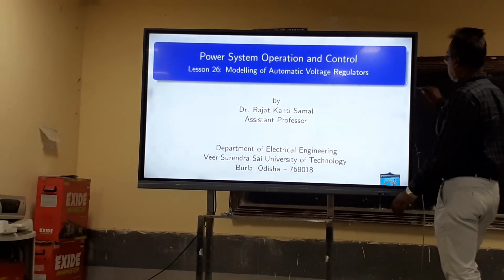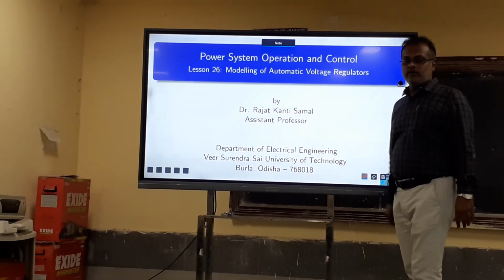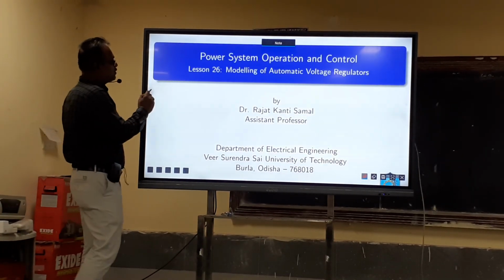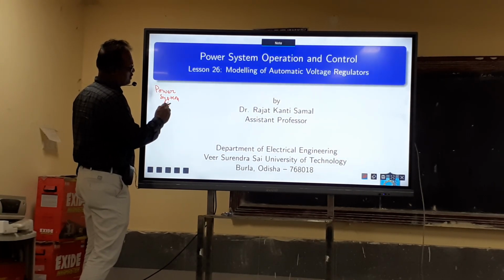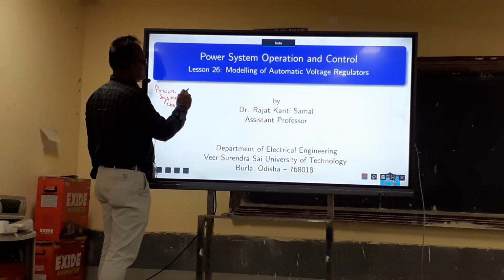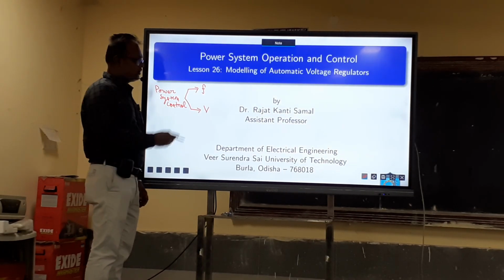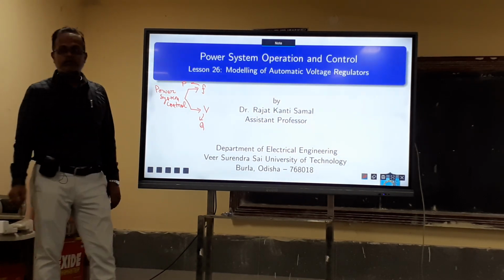Okay. So now in lesson 26 we will discuss modeling of AVRs. Last class, and even a part of this class, we discussed the various controls of the power system. So what have you understood? Power system control. When you say power system control, we are actually controlling only two quantities, frequency and voltage, because they correspond to real power and reactive power. They are indicators of the real power and reactive power in the power system.